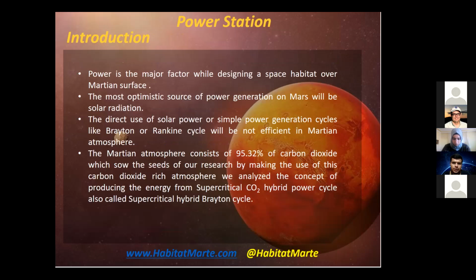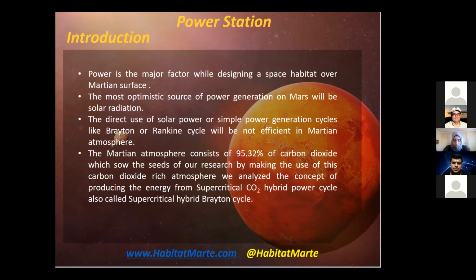Coming to the introduction for the power station, power is the major factor while designing a space habitat on the Martian surface. The most optimistic source of power generation on Mars is solar radiation, because the solar radiance over the Martian surface is more than on Earth. But the direct use of solar power or a simple power generation cycle like a Brayton or a Rankine cycle will not be efficient in the Martian atmosphere. So we have to use some other kind of cycle or power generation mode on the Martian surface.